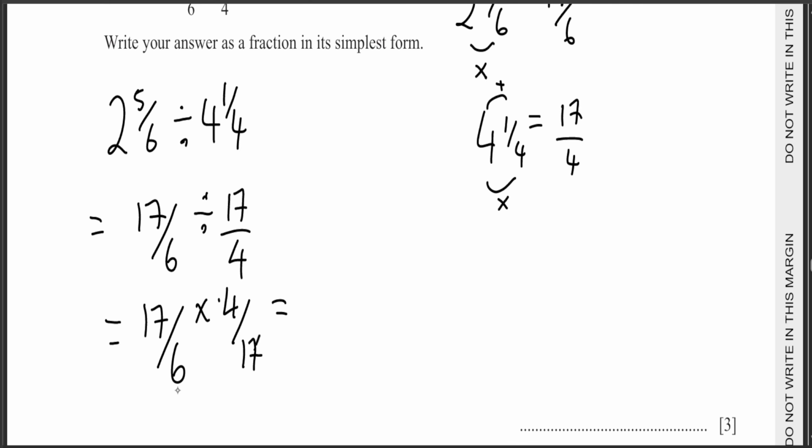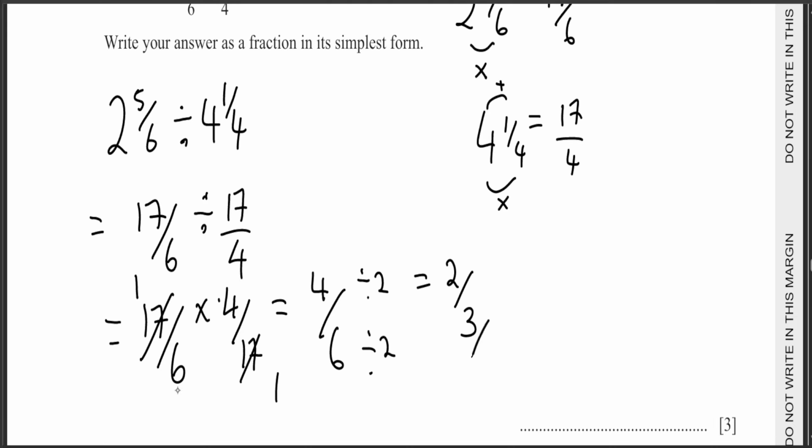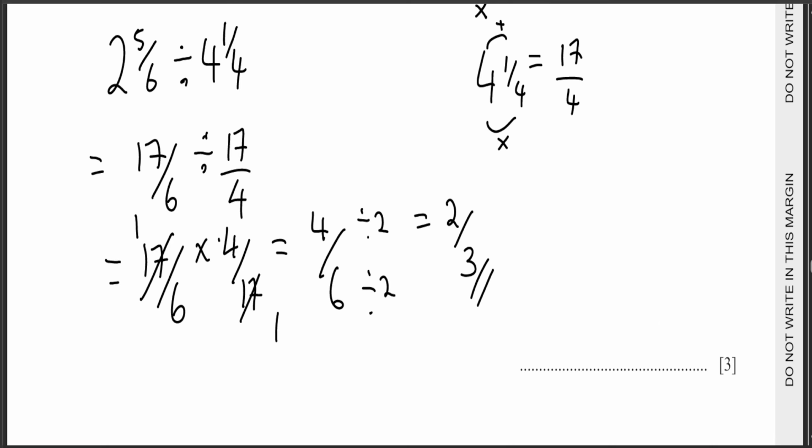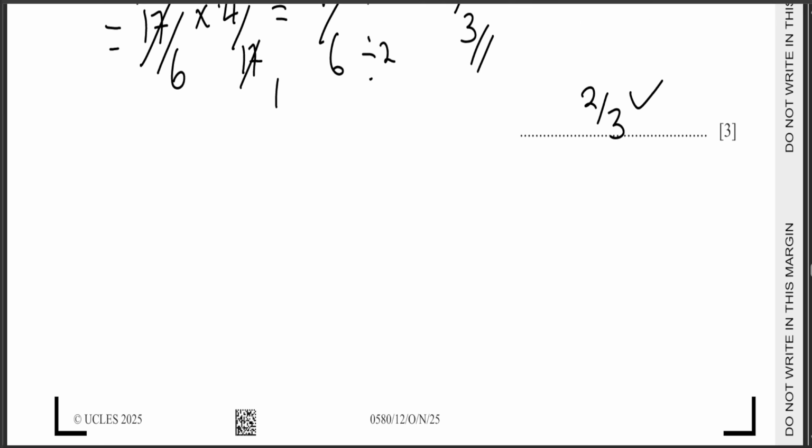Now 17 and 17 cancel out, to give you 1. 1 times 4 is 4. 6 times 1 is 6. If you simplify by dividing by 2, you're going to get 2 over 3. So that is your answer, 2 over 3. Okay, next.